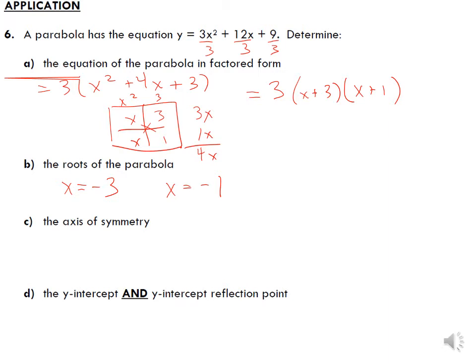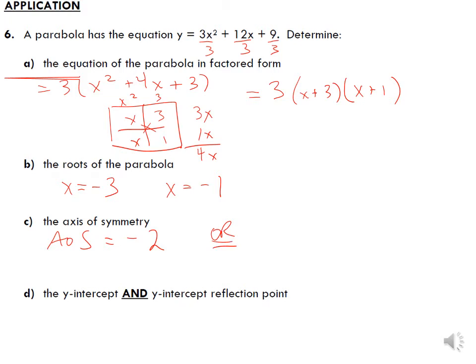The axis of symmetry. So we have 2 different ways of doing this. You could think of it as being the halfway point between negative 3 and negative 1. And really, you don't even have to do any work for that. Hopefully, if everyone sits there and thinks about it long enough, the number that is halfway between negative 3 and negative 1 is negative 2. So if it's that easy, you can just go straight to your answer.